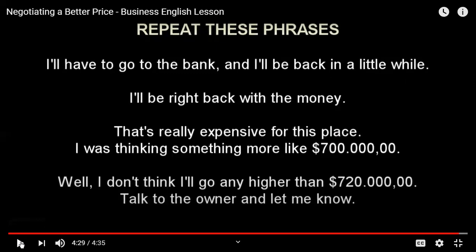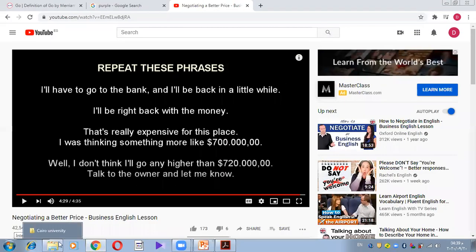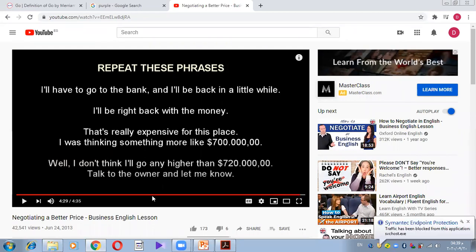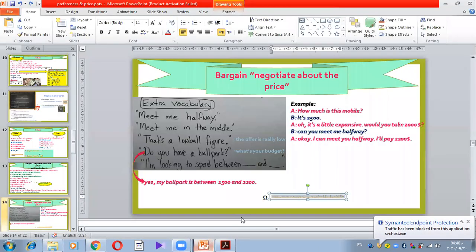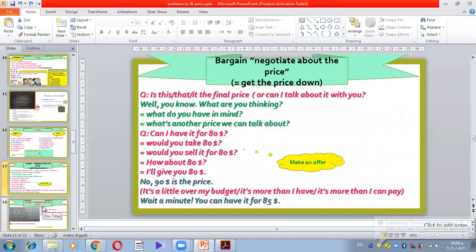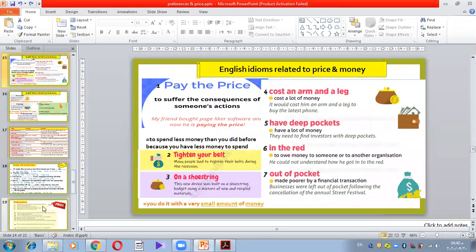Okay, so did you get it, guys? These are some examples of how we can bargain while buying anything: vegetables, and here the car, and finally the house. Okay. Let's move on to the next one.